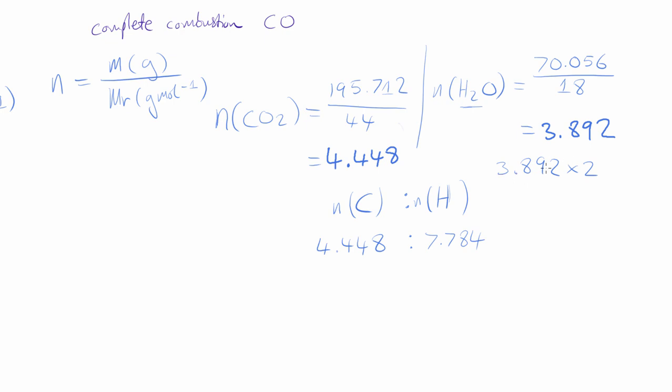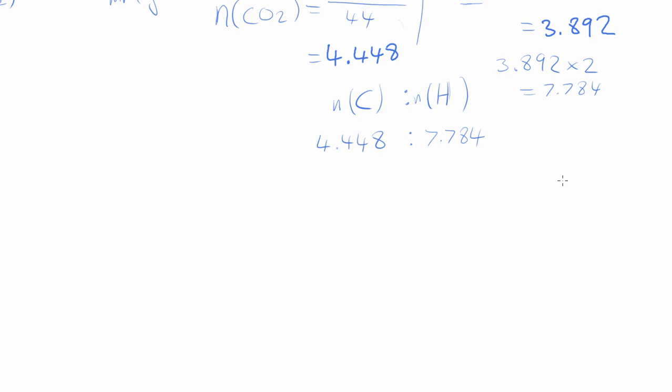So that's like 3.892 times 2, right, is 7.784. Now, in terms of empirical formula, we know that in order to achieve the empirical formula, what we need to ideally try and get is a whole number ratio, the smallest whole number ratio, so should I say the simplest whole number ratio that we can.